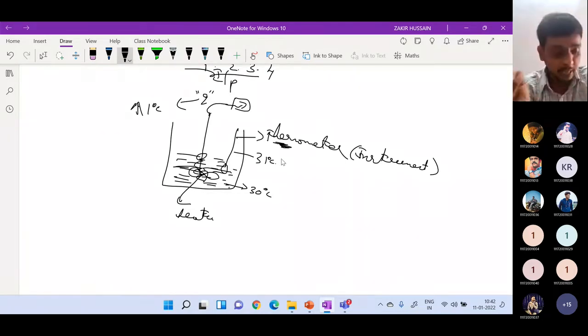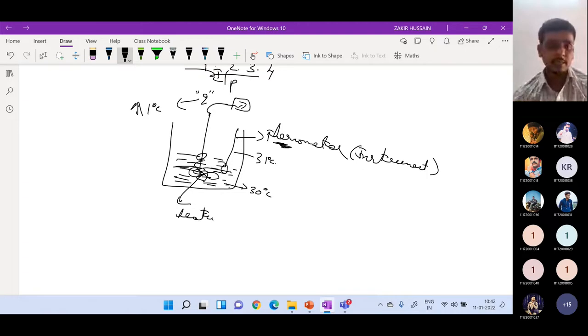Whether the instrument has some sluggishness, lag or slowness, to characterize that, we need to estimate the dynamic characteristics of the instrument. Together with the static characteristics, the dynamic characteristics are also very, very important. Why? Because they show the sensitivity, the speed of response, the fidelity of the instrument, and how much lag the instrument contains. That's called dynamic characteristics.